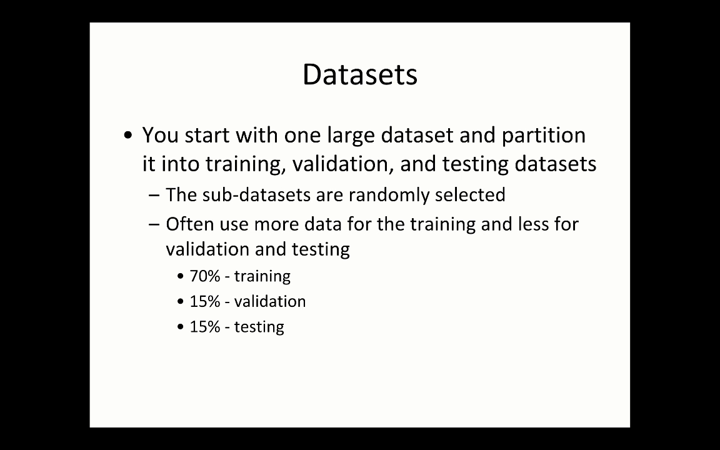When developing a data mining model, you start with one large dataset and then partition that into a training, validation, and testing dataset. The partitioning is done by randomly selecting observations to one of the three datasets. The training set typically has more data than the other datasets. For instance, if we take a large data set, we can partition our 3 data sets as follows. 70% of the observations go to the training data set, 50% to the validation, and 15% to the testing data set.